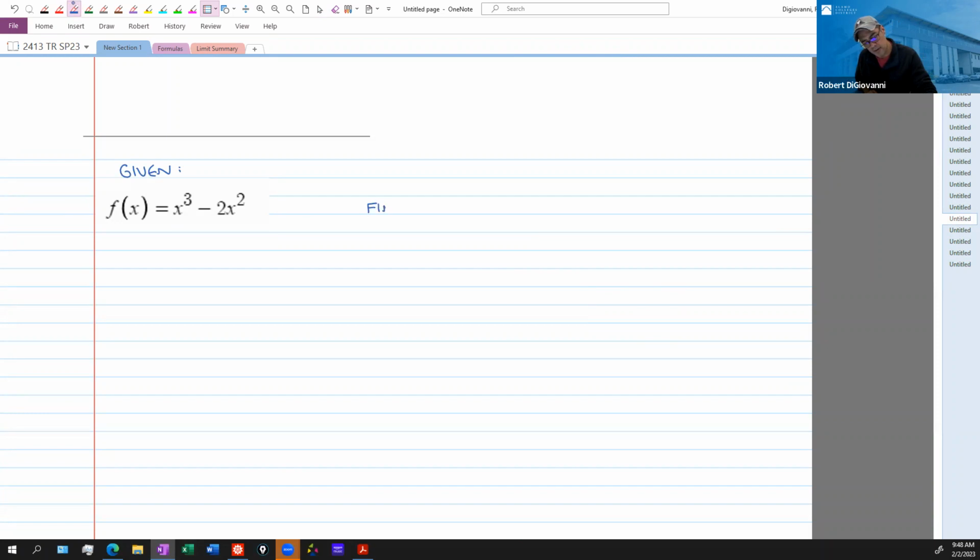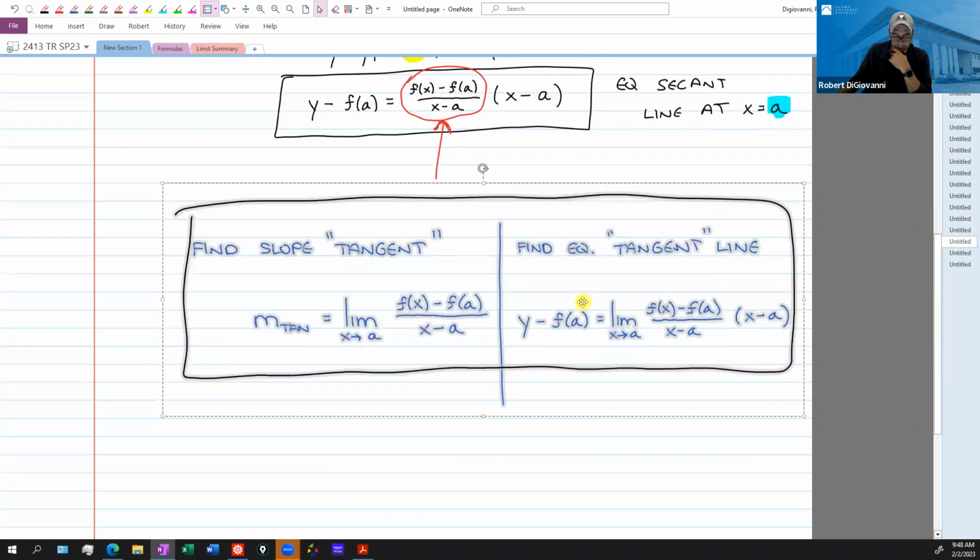I want us to find the equation of the tangent line at x equals 1. So we just need to remember now that that 1 is our a, right? That's our a. And we're going to use the formulas, right? Let me go grab the formula right here.